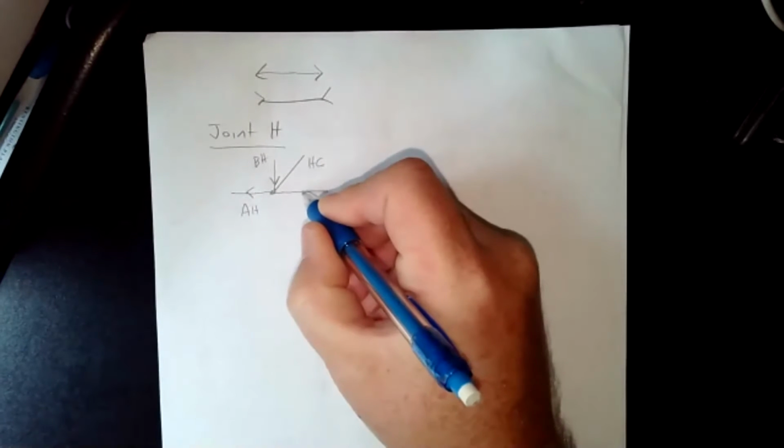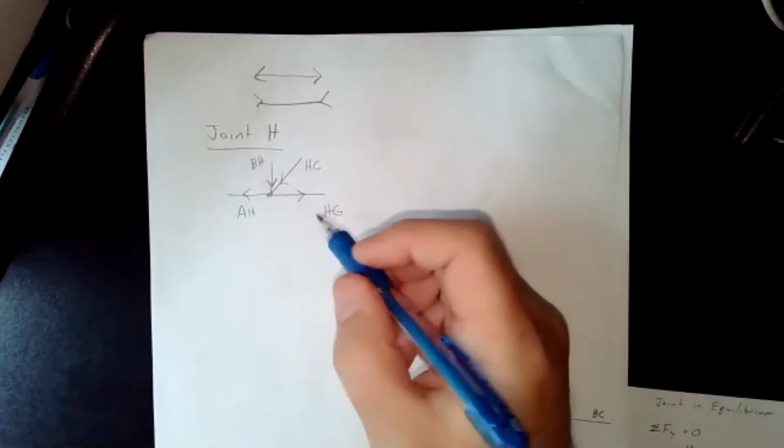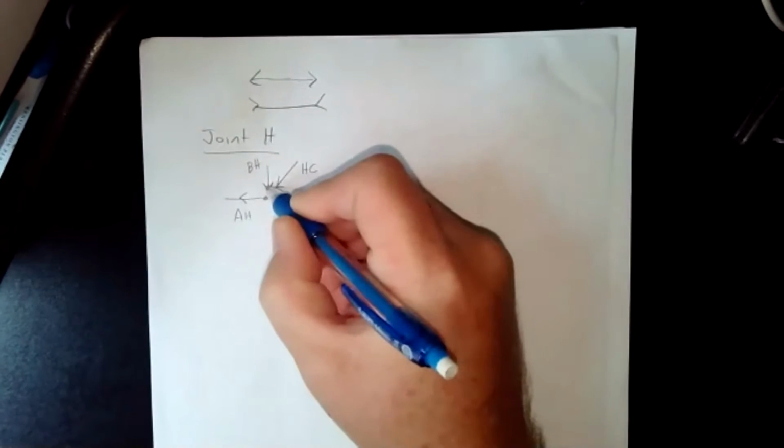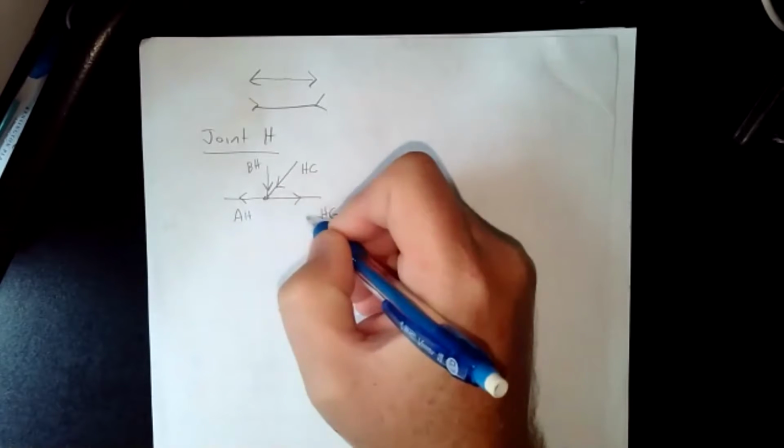So let's assume that this is in tension and this is in compression. Actually, no, we don't want to do that because, well, I was going to do that just to show you how you get a negative. Now, intuitively, this should be in tension, shouldn't it? Because if this is in compression, then you have two joints coming down. So this should be in tension, but let's assume it's compression just for the sake of showing you the negative sign.